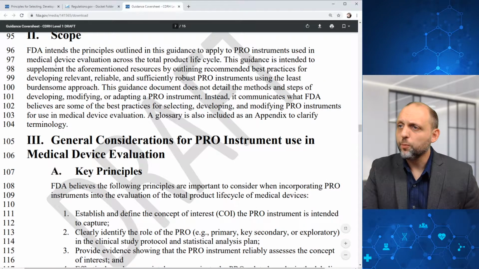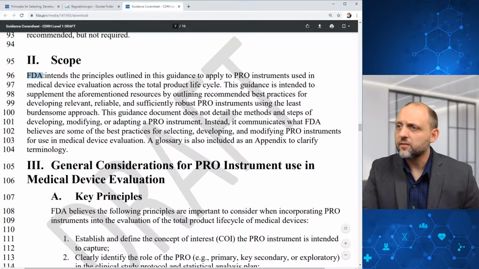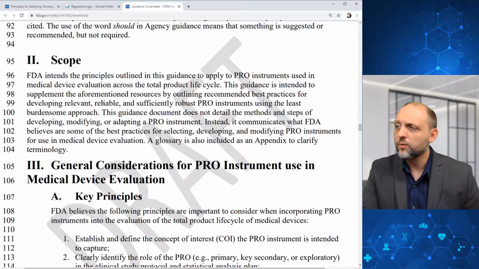Here, if we get into scope, FDA intends the principles outlined in this guidance to apply to PRO instruments used in medical device evaluation across the total product lifecycle. This guidance is intended to supplement the aforementioned resources by outlining recommended best practices for developing relevant, reliable, and sufficiently robust PRO instruments using the least burdensome approach.